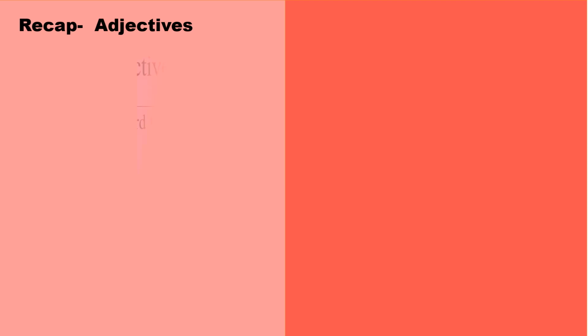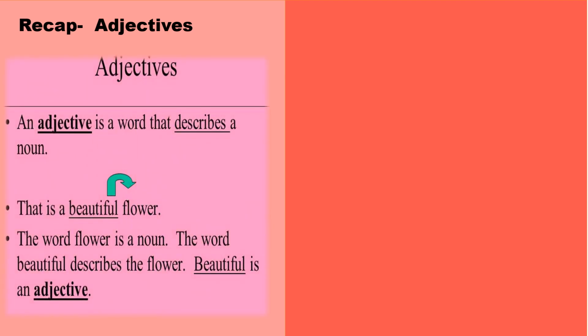So a recap for adjectives. An adjective is a word that describes a noun. Example, that is a beautiful flower. The word flower is a noun and the word beautiful describes the flower. So beautiful is an adjective.